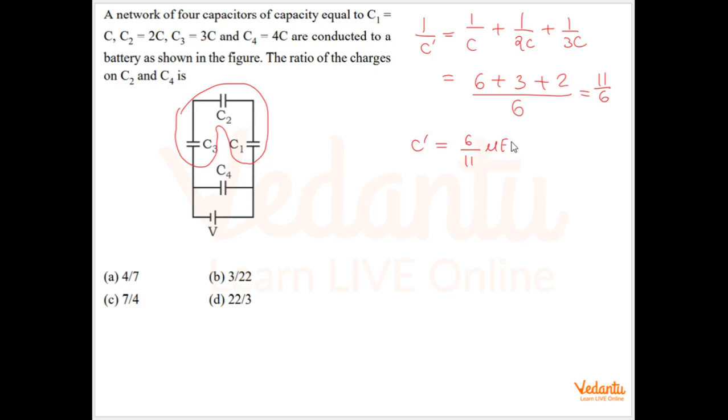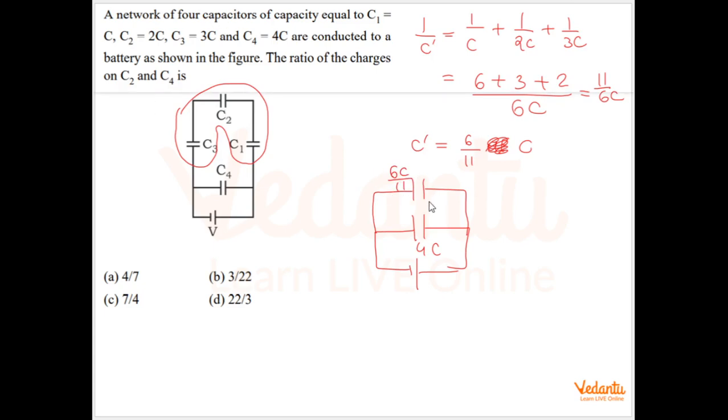If I redraw the circuit, this is what it will look like. There will be C4 like this, C4 is nothing but 4C, and in parallel you will have 6 by 11 microfarads. Sorry, not 6 by 11 microfarads, 6 by 11 C. Where did I forget C? So 6C by 11.